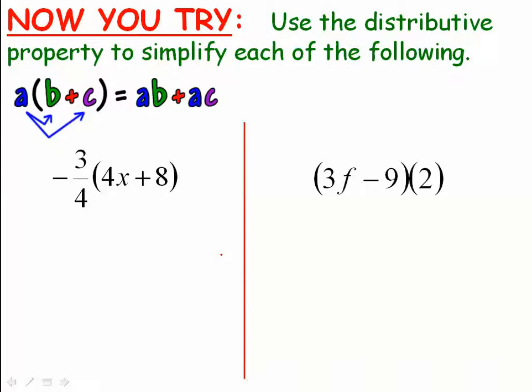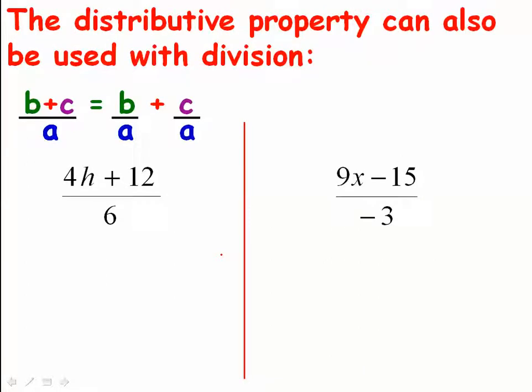Okay, now that you've hopefully had some time to work those problems, let's look at some more distributive property. Distributive property can also be applied to a division problem. If B plus C is divided by A, that's exactly the same as saying B is divided by A and C is divided by A, and then those are added together. So in our next example, notice that 4h plus 12 is divided by 6.